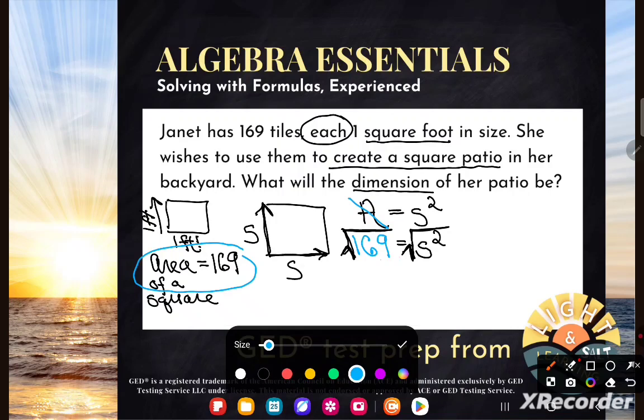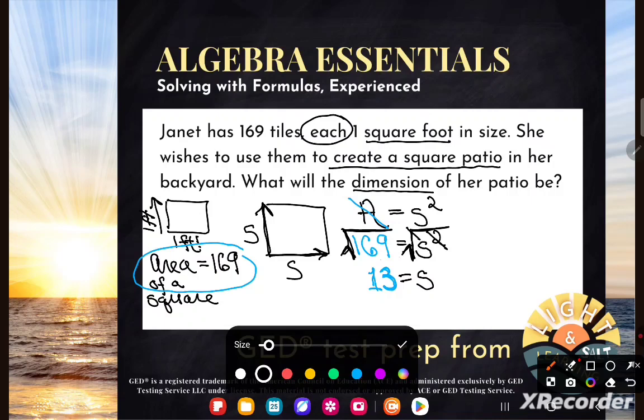Now you can do the square root of 169 in your calculator. If you did this on the GED, you would definitely have a calculator, but I happen to have that one memorized. I know that 13 squared, or 13 times 13, is 169, and so the square root of 169 must be 13. And that's going to be equivalent to what? Well, square and square root cancel. They're opposites, and so S is alone now. And so what did I just learn? I learned that that side length, that dimension of this square, is 13.